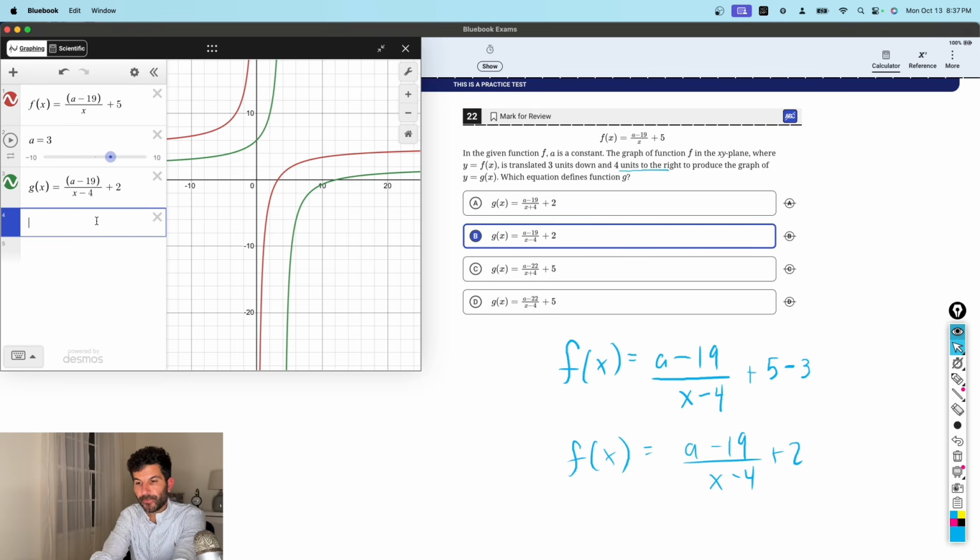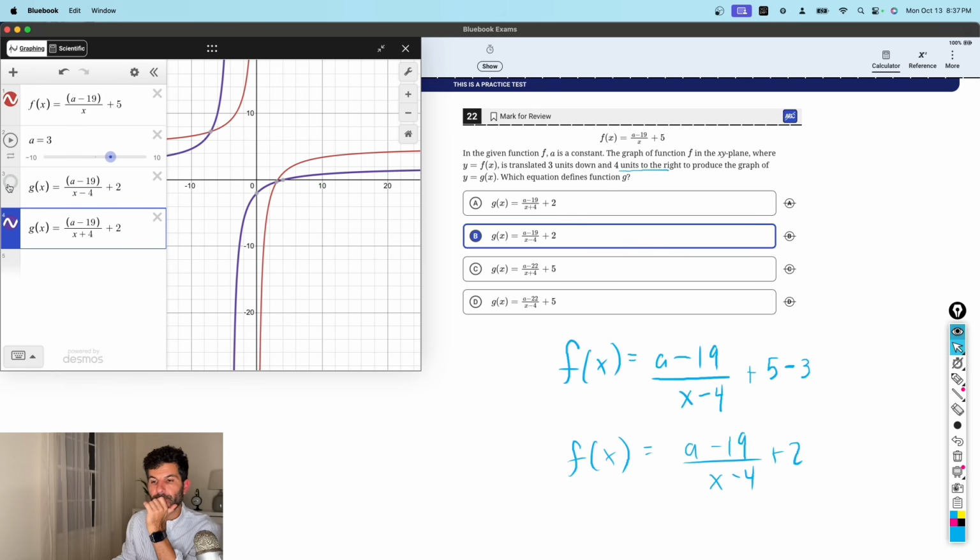Just for humor's sake, if I did choice A, you're going to see that, and let me just hide the green one. With regards to my original function, the red one, it does drop, but it went to the left, and we need to go to the right. So that is definitely my answer, choice B. And that will conclude module number 1.